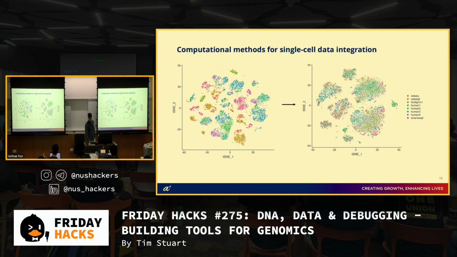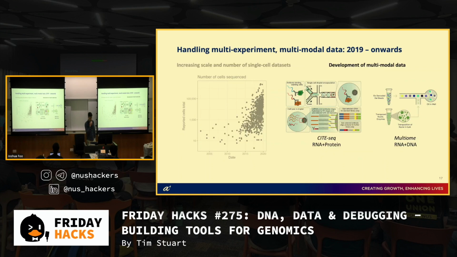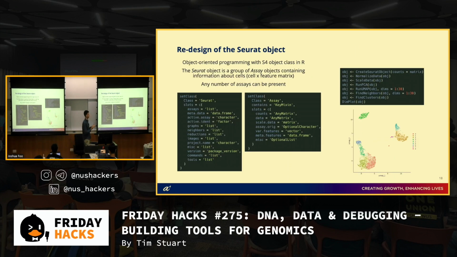So the other challenge that we had was this introduction of what we call multimodal data, where instead of just having one matrix, we now have two or maybe several matrices, where each one measures different sorts of data from the same cell. So we wanted to address this through some updates to the software, right? We have this software package that I mentioned before that is called Seurat. So what we did was actually rewrite this from scratch, basically, to really enable this multimodal analysis.